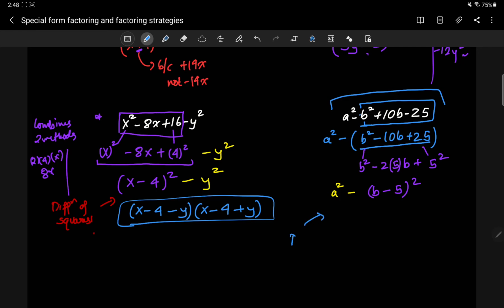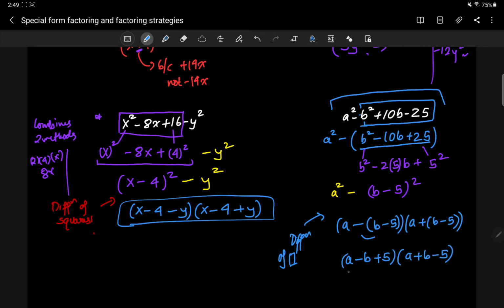Now again, right here, you can apply the difference of squares to get a minus. Here you have to be careful because you're subtracting, so maybe keep the parentheses, a minus b minus 5 and a plus b minus 5, so that in the next step when you distribute this, this becomes a minus b plus 5 and a plus b minus 5, which becomes your final form.